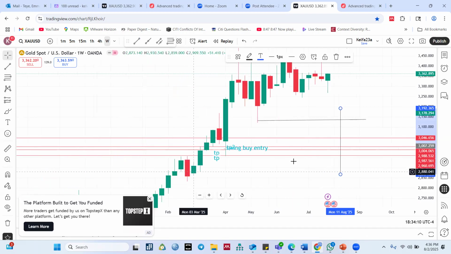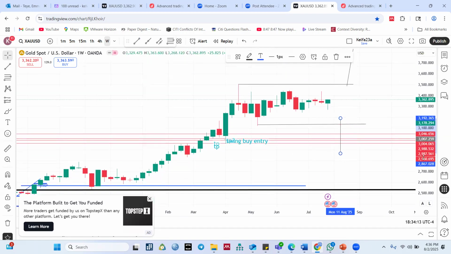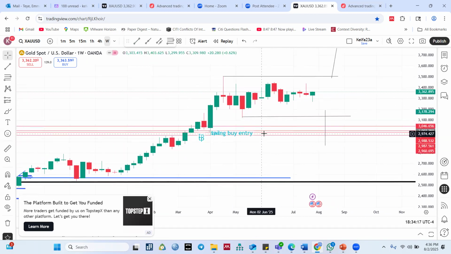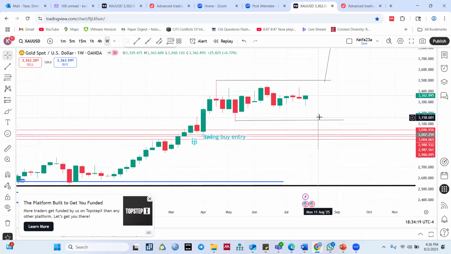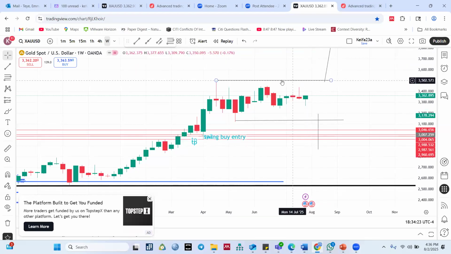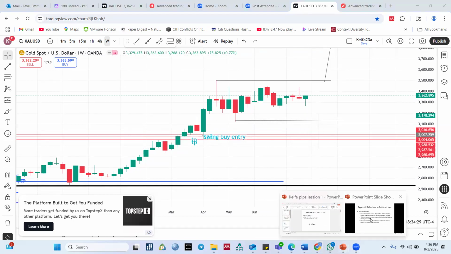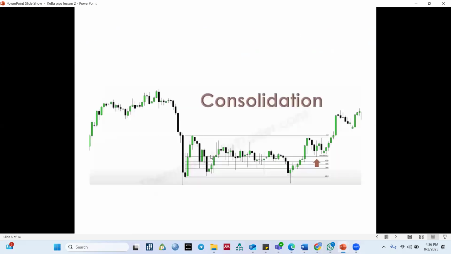But there are other factors that we can also look at before we can predict or say that gold is likely to either go down or go up. That is not what we are learning. I'm only showing you accumulation or consolidation. I hope you get it right. Perfect, so let's quickly move on.